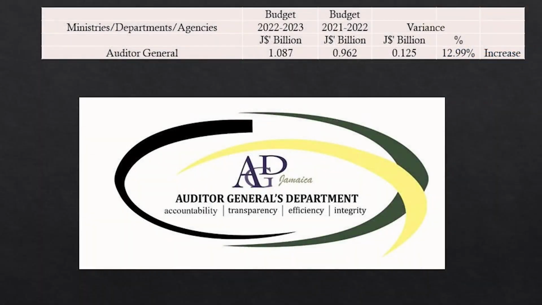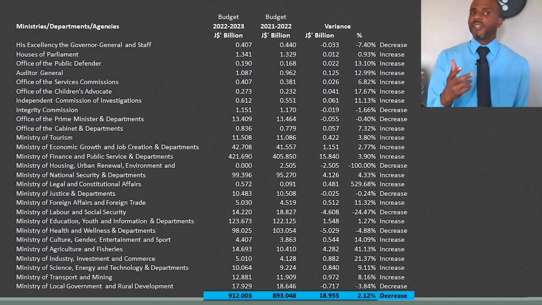The Auditor General will be allocated $1.087 billion in the 22-23 budget cycle, compared to $0.962 billion in 21-22. That's an increase of $0.125 billion, or in percentage terms, a 12.99% increase in allocation year over year. What does that mean? That may very well mean that the government is giving more impetus to the Auditor General to do good work, to ferret out corruption and stuff like that. So that's the way to look at a budget. How much is allocated? Is it an increase over last year, and why?